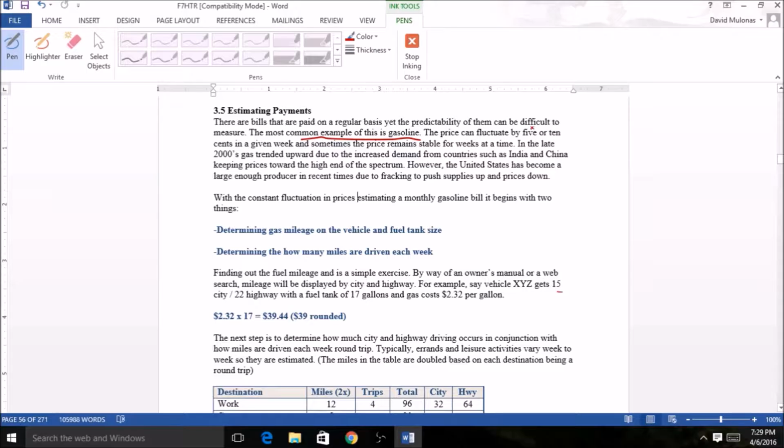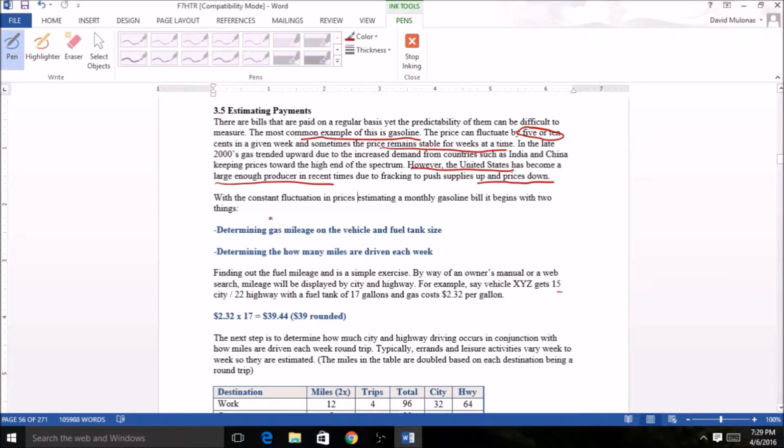We can see right here, 5 or 10 cents in a week, and sometimes it can remain stable for a long period of time. But it will move up and down on a daily basis in most gas stations. The reason for this is that India and China, their economies have become more robust. So in the late 2000s, the prices are higher than they are today. And the reason they're lower today is that countries such as the United States have been producing much more, and therefore the supplies go up and the prices go down.